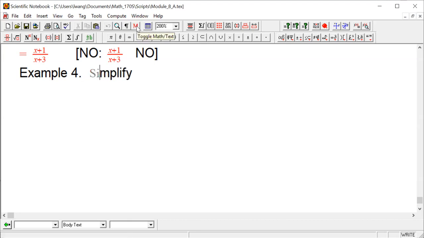Wait. Simplifying. Wait a second, what's wrong? Simplify. All right, the next example we're going to work with is, I have an example here.